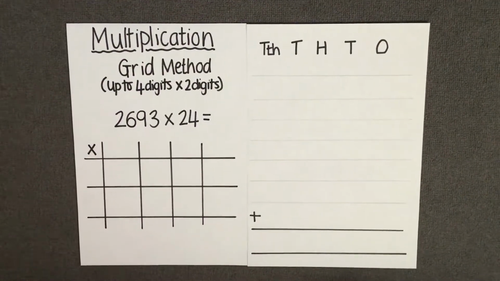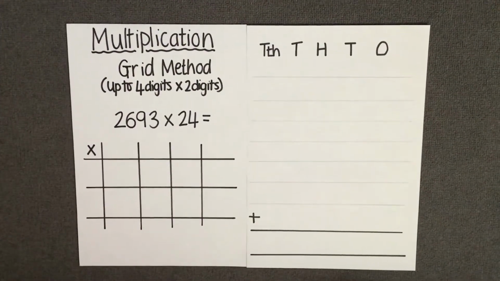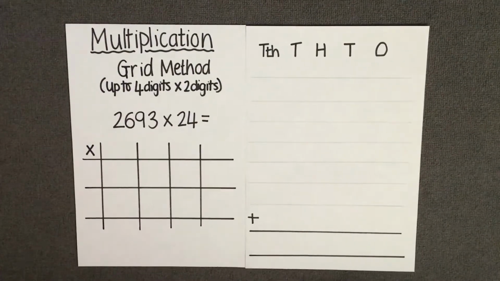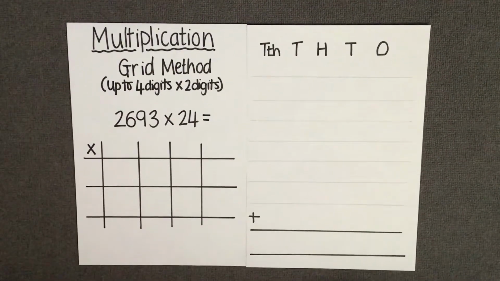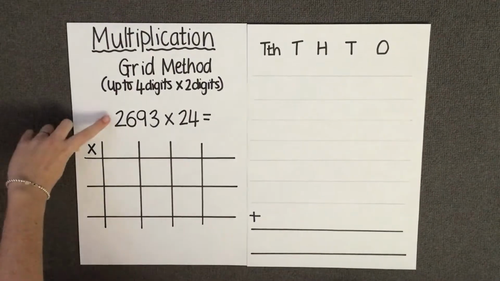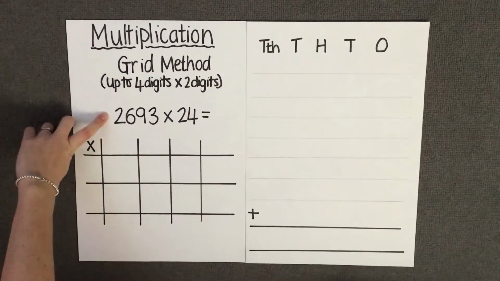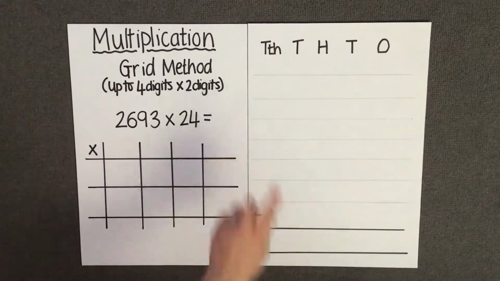Today we are learning about multiplication. I'm going to teach you how to use the grid method strategy with up to 4 digits times by 2 digits. First, let's read our question. 2,693 multiplied by 24 equals.